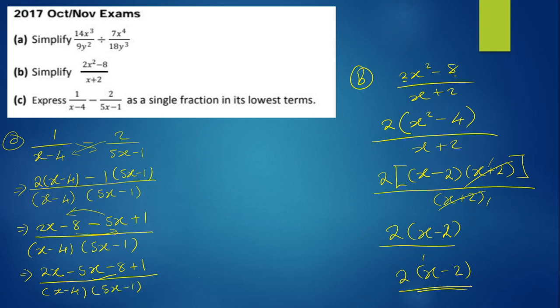And then here, what are you going to have? So here you're going to have 2x minus 5x, you're going to have negative 3x like that. And then negative 8 plus 1, that's negative 7 over x minus 4, 5x minus 1 like that. Then you are done, as simple as that.